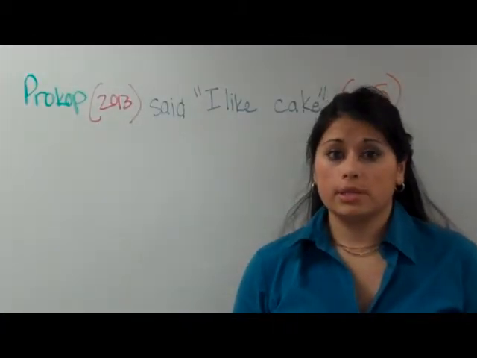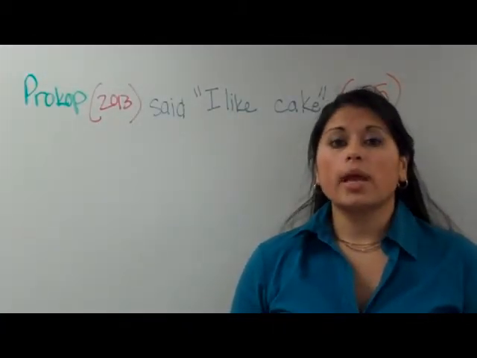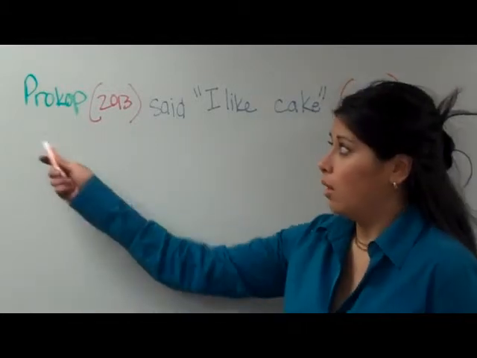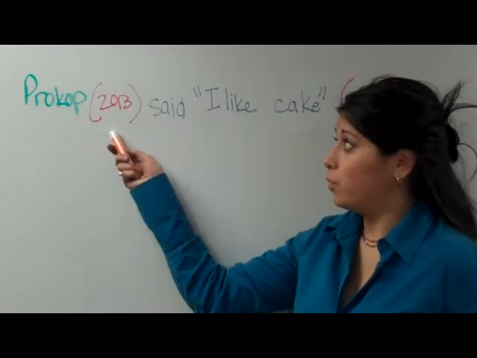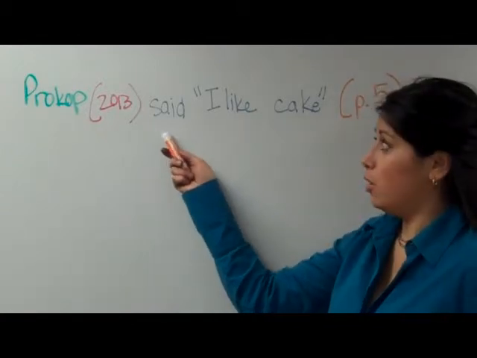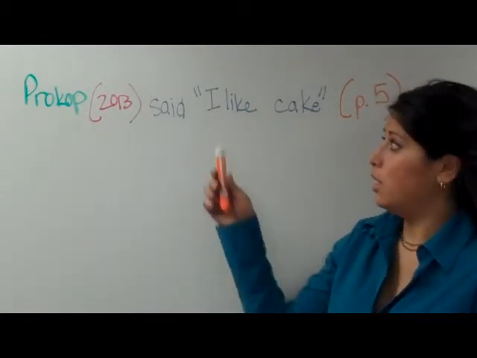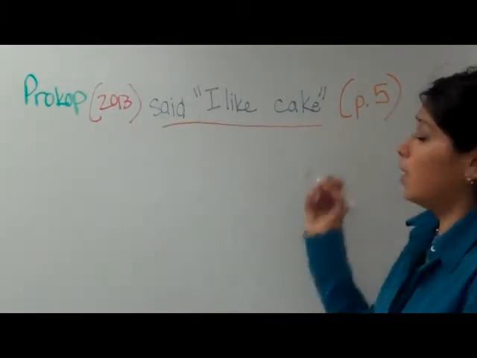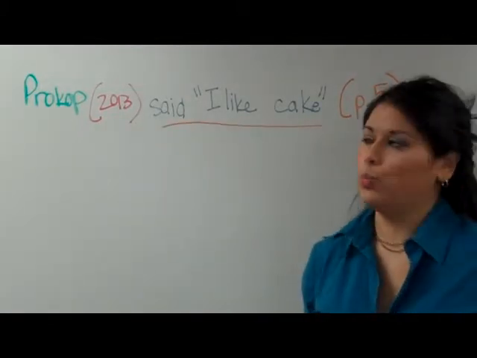Now that you understand the basics of a signal phrase, let's look at using a signal phrase with a quote specifically. We've got my name, Prokop. We've got the year, 2013. We've got the verb, said. Here is my quote. "I like cake," and I do.